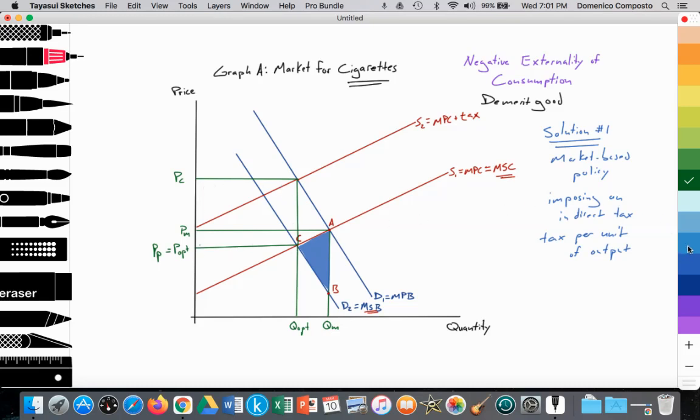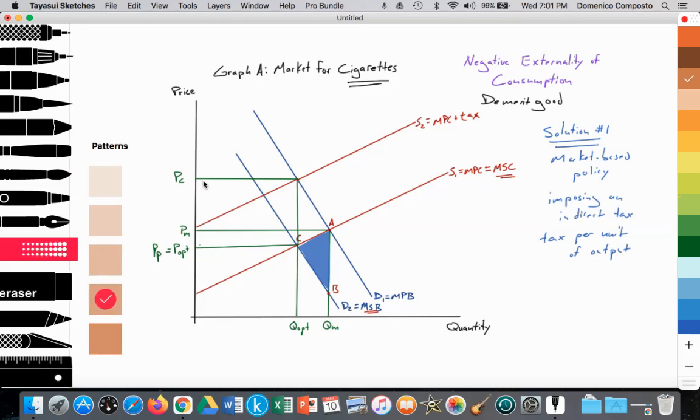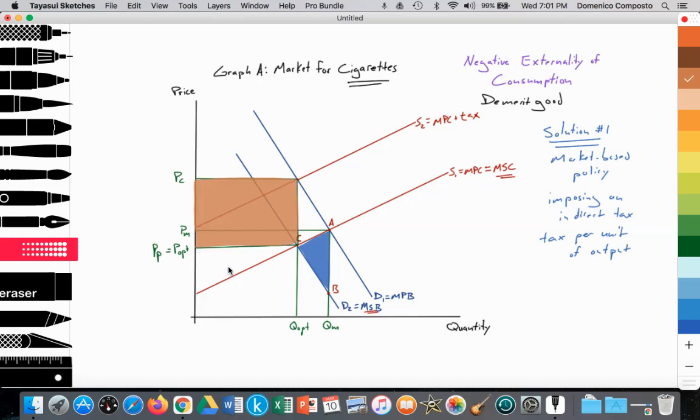Right? And I can highlight that boxed area. Let's say we'll use this color to highlight the tax revenue that will be given to the government, which will assist the government in paying for the public health costs for those that need treatment from lung cancer. Okay.